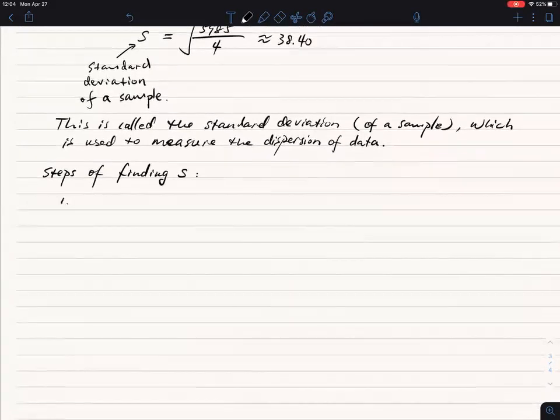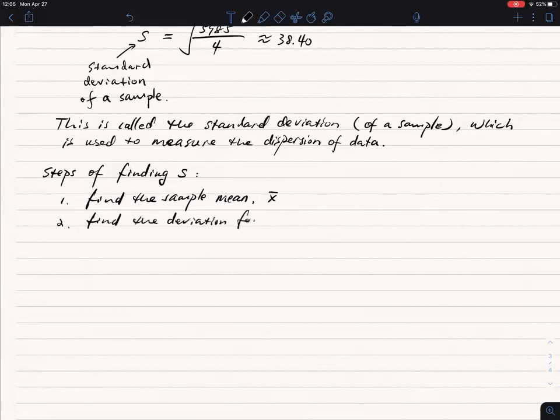So what do we do at the very beginning? We find the sample mean, right? Which we call x bar. We find the average first, and then we find the deviation for each x. So we call it x minus x bar. That's the second column in the table, right? And then we square each deviation.